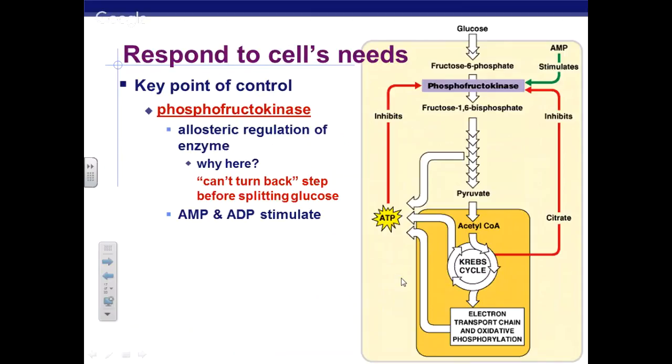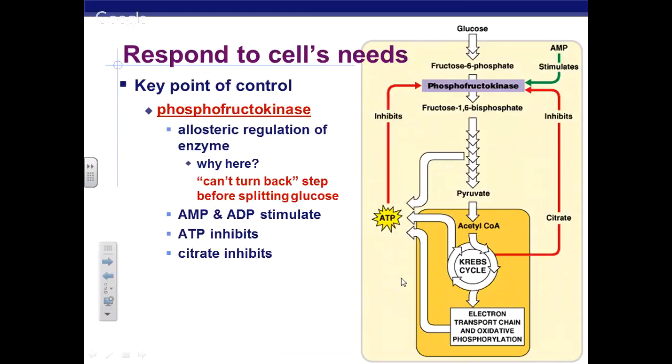So then, what do they do to the enzyme that stimulates it? It can increase the binding, make it go a little bit faster. There's ways that happens as well. All right, ATP, however, will inhibit it because if you have a lot of it, you don't need to go quite so fast. What's interesting is that citrate can also inhibit phosphofructokinase.